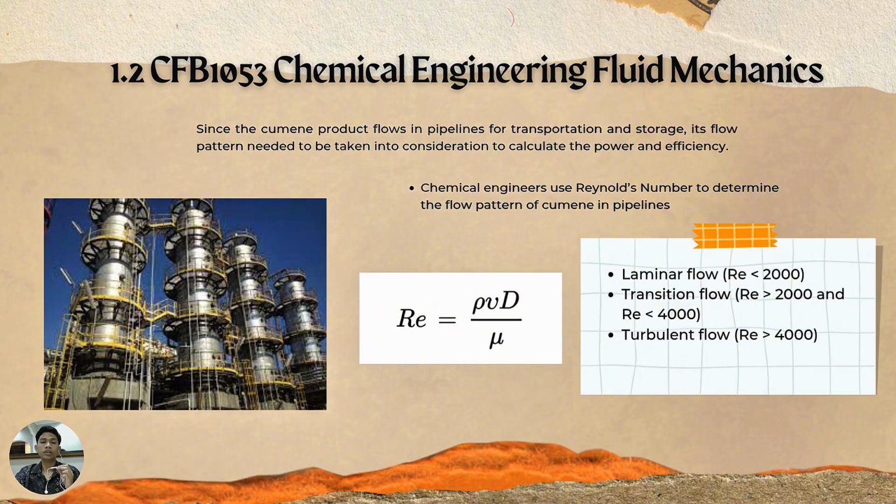Chemical engineers use the Reynolds number to determine the flow pattern of cumin in pipelines. If the Reynolds number is less than 2000, the fluid flows with the pattern of laminar flow. If the Reynolds number is between 2000 and 4000, the flow is transition flow. And if the Reynolds number is over 4000, it is a turbulent flow.